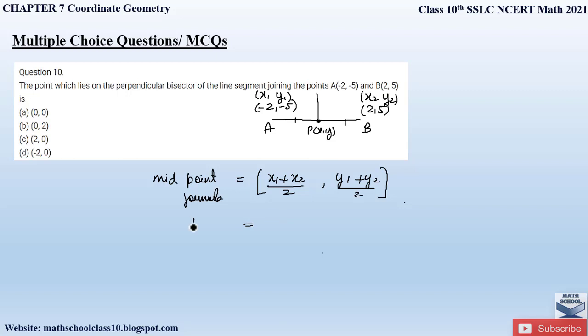So the midpoint, that is P(x, y), is equal to, what is x1? It is minus 2, x2 is plus 2, divided by 2, y1 is minus 5, and y2 is plus 5 divided by 2. And you can notice that minus 2 plus 2 will be 0. So 0 divided by anything will be 0. Again here minus 5 plus 5 is also 0. So 0 divided by 2 will be 0. So our point which lies on the perpendicular bisector of the line segment joining the points A and B is (0, 0), which is option A.